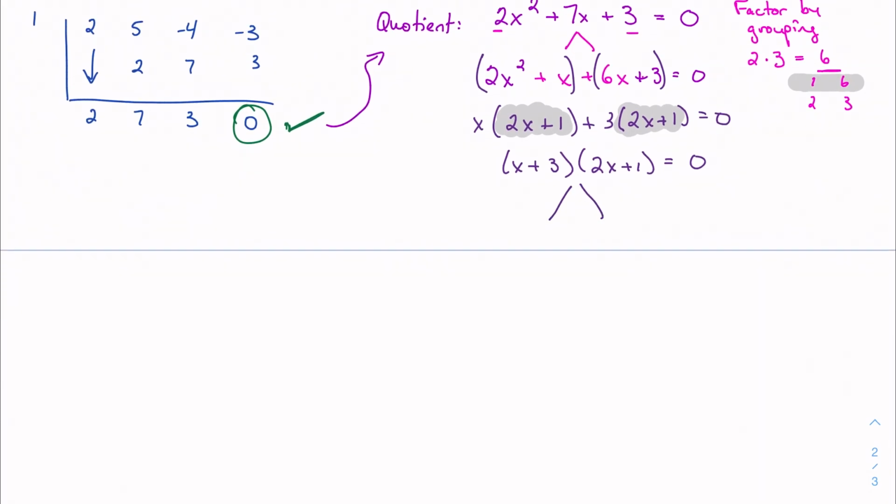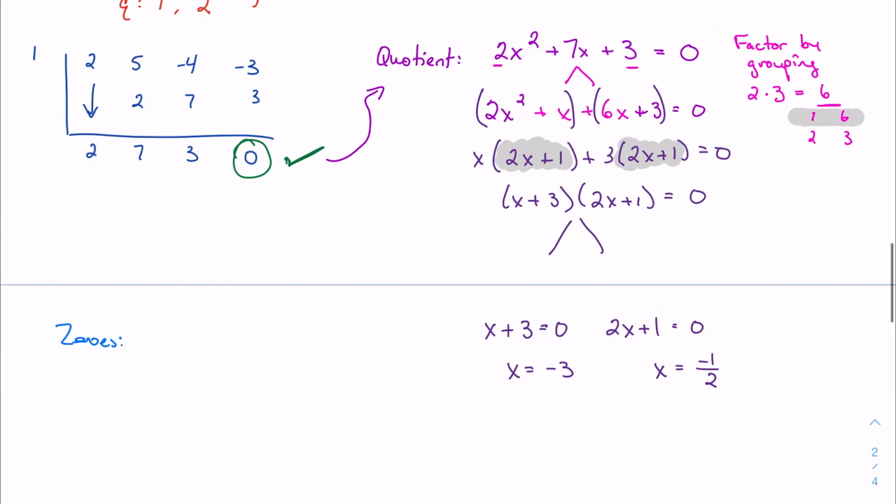I'll just bring it down here. So I can split these up and solve them accordingly. So I get negative 3. I get negative 1/2. So then, of course, my zeros are, well, let's see, 1 from before, negative 3, and negative 1/2. So we're still following the same steps.